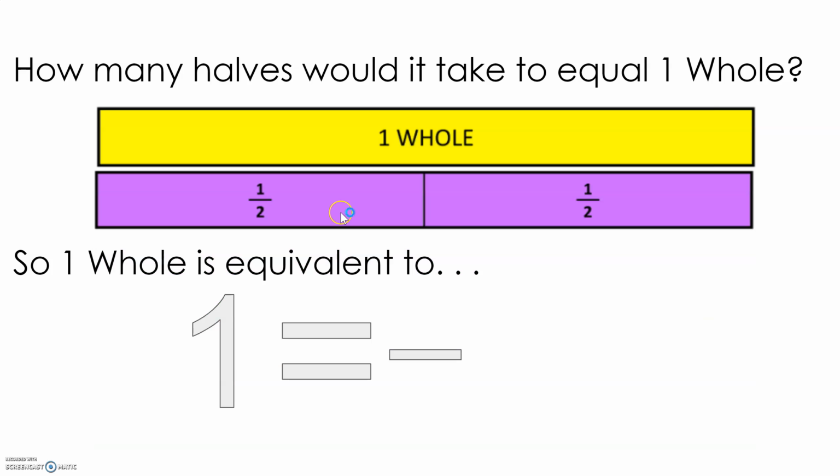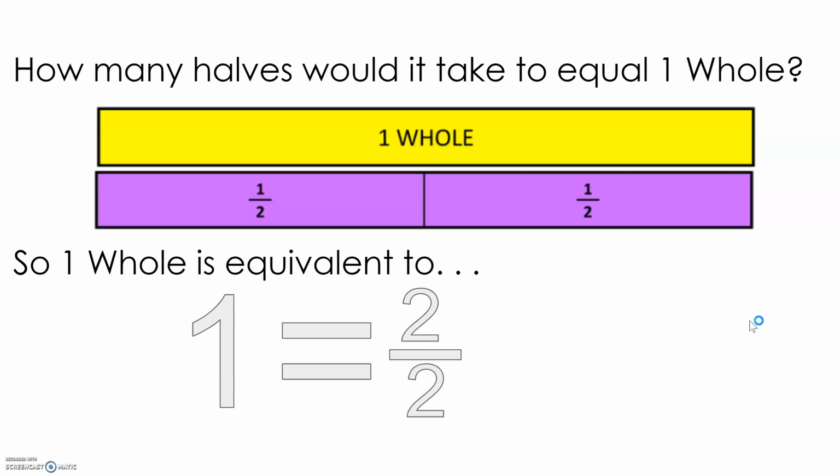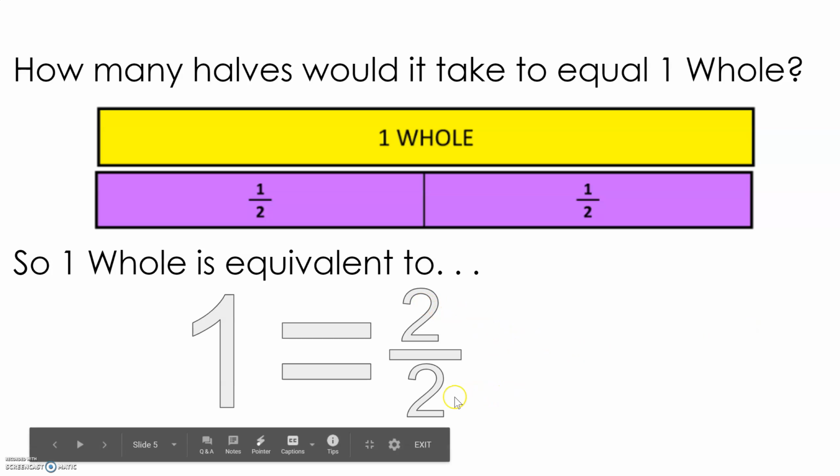When you line them up, it takes 2 halves to make one whole. And this is what the fraction would look like. 2/2, which we would read as 2 halves. So we could say that 1 whole is equal to 2 halves. As we go through different fractions that are equivalent to 1 whole, I want you to think about and pay attention to the numerator and the denominator of the fraction that is equal to 1.